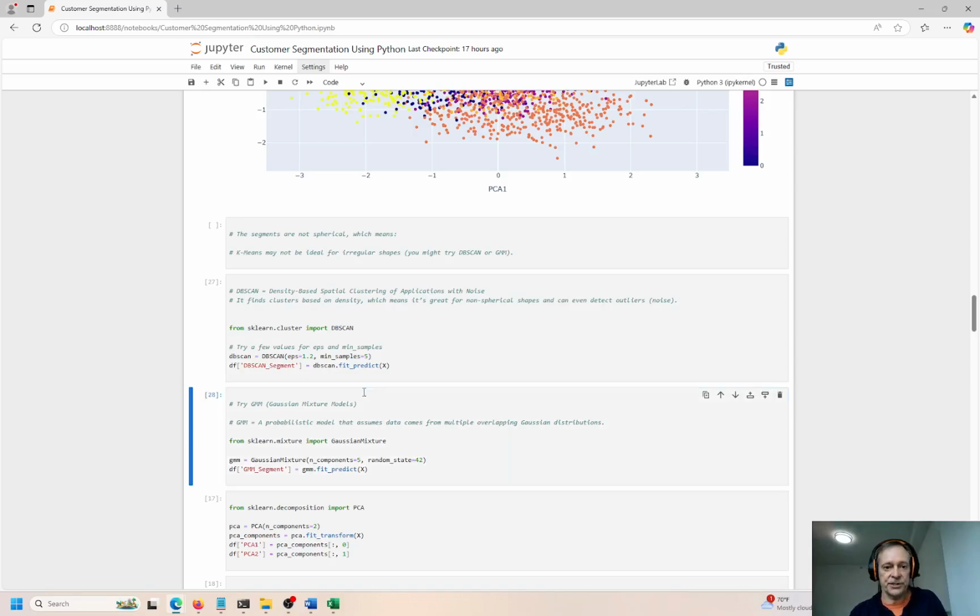And I'm trying another one, a GMM model. This is a probabilistic model that assumes that data comes from multiple overlapping distributions. That's what this looks like to me.